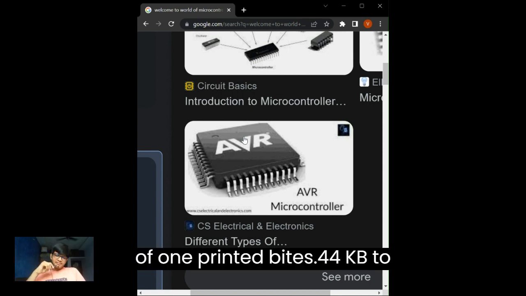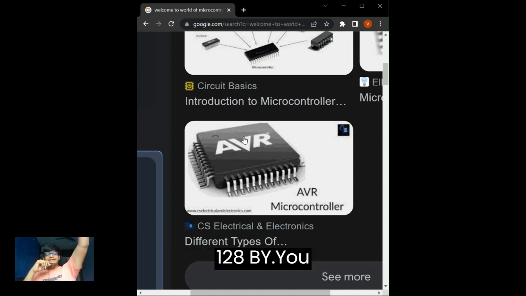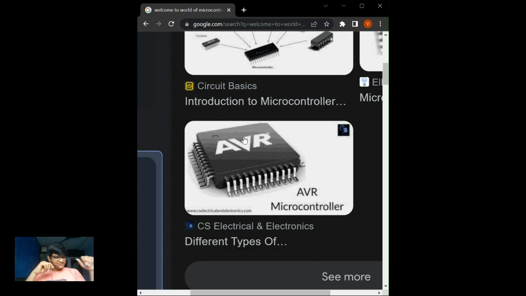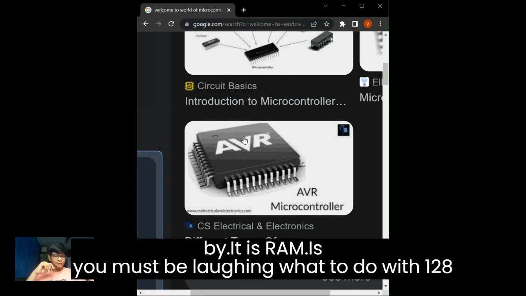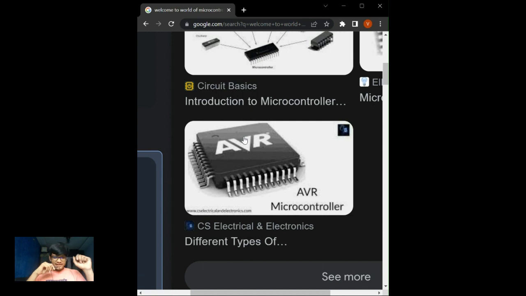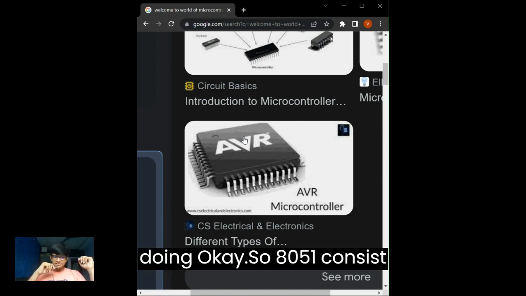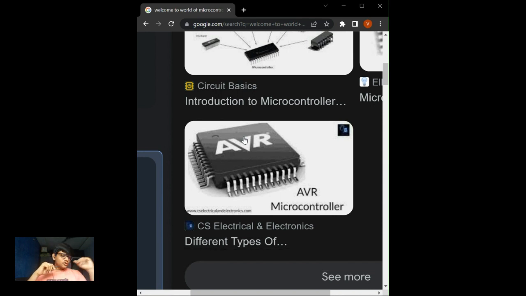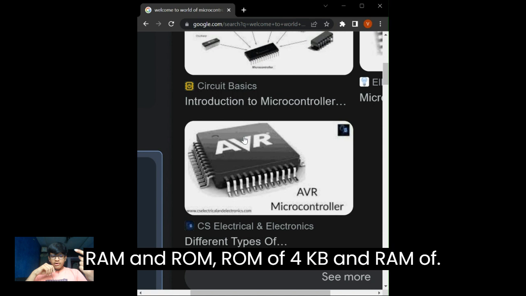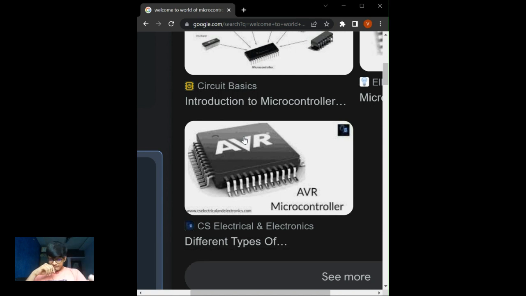And the RAM consists of 128 bytes. Okay, from 4 KB to 128 bytes. You must be laughing, what to do with 128 bytes. It is RAM, it is much faster than your brain. Okay, so the 8051 consists of RAM and ROM, ROM of 4 KB and RAM of 128 bytes.